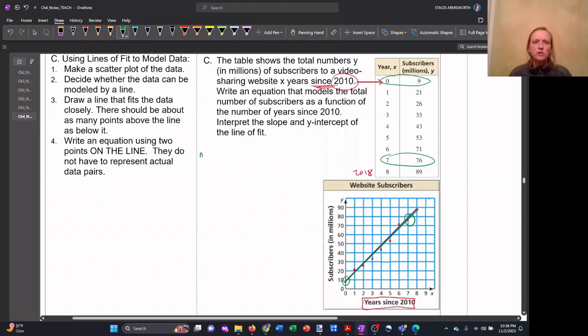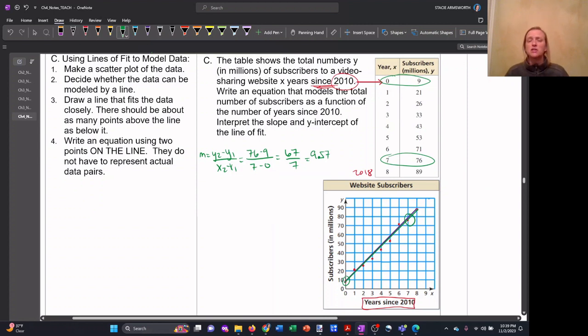So the slope is y2 minus y1 over x2 minus x1. And so that's 76 minus 9 over 7 minus 0, which gives me 67 divided by 7, which works out to be 9.57 as our slope.